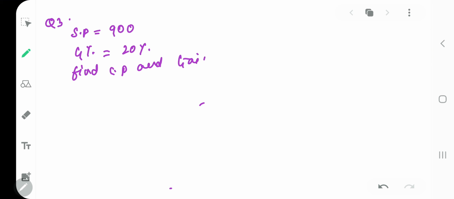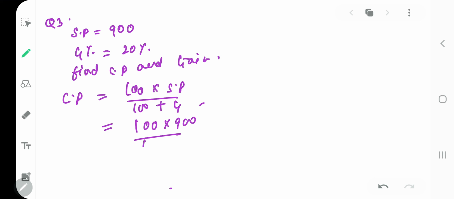Next we have question number 3, which says by selling an article for rupees 900, so that means your SP is 900, a man gains 20%. So gain percent is given as 20%. Find CP and gain. My dear kids, you have to find CP when SP is given. So your formula is 100 into SP upon 100 plus gain, and that will go for 100 into 900 upon 100 plus 20. When you solve this, you will get your answer as 750. Am I correct? Yes. So you got 750 rupees.